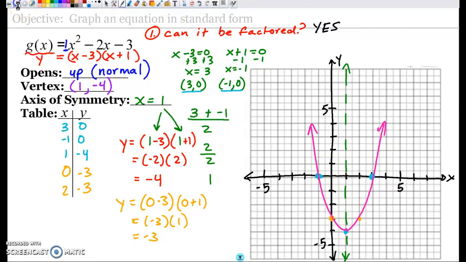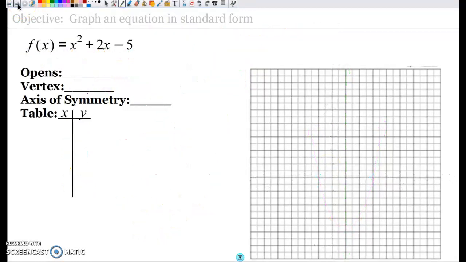Now, the other way: what happens if I can't factor? So here's an equation, f of x equals x squared plus 2x minus 5, where the quadratic expression on the right side is not factorable. So when I ask the question, can it be factored, you have to answer no. How do I know that? Well, I'm just trying to save you time. You might try to factor this, but there's nothing that multiplies to be negative 5 and adds to be positive 2. So that's how I know that it's not factorable. I'm just going to write no here to save us time.